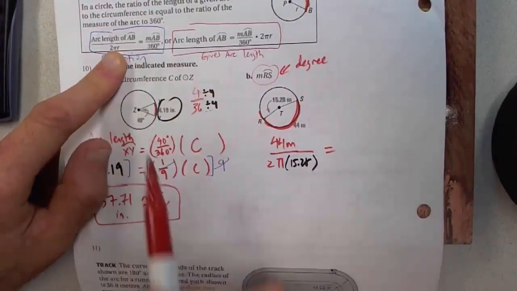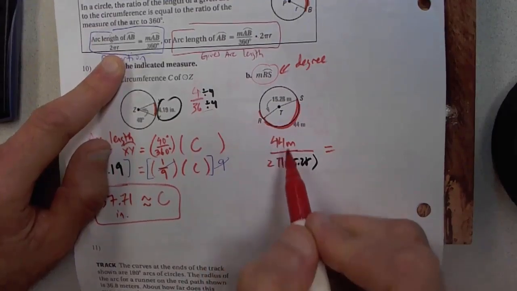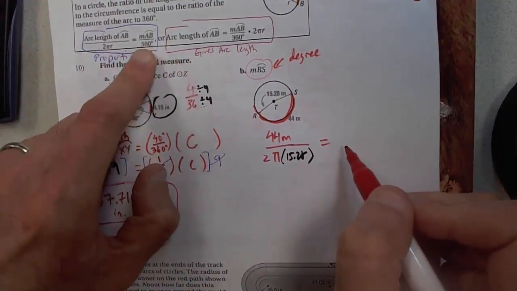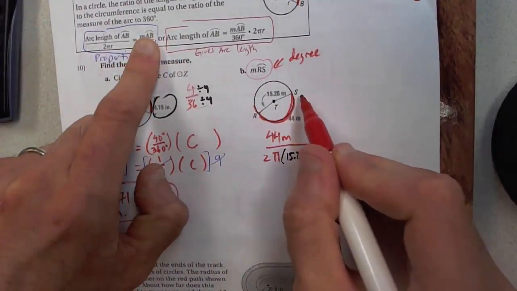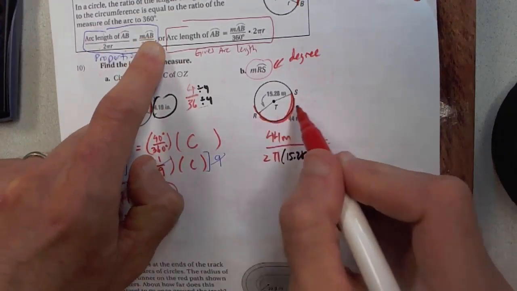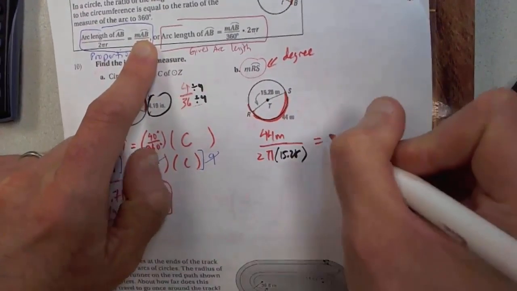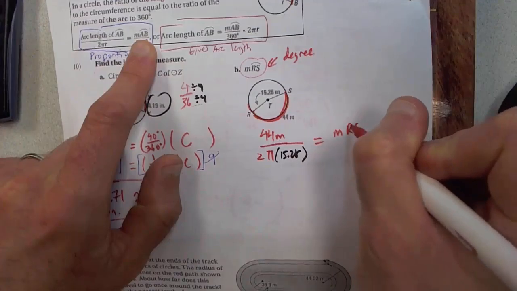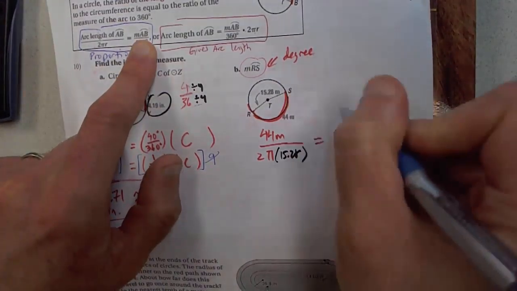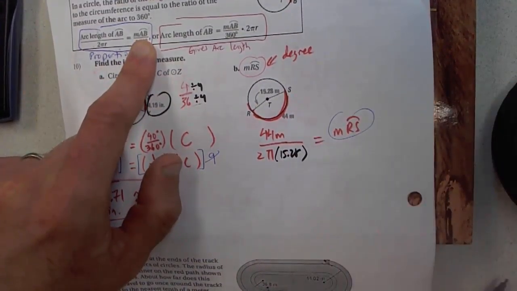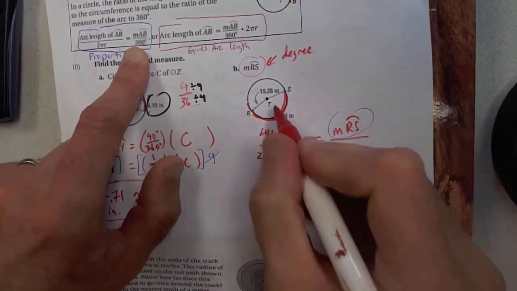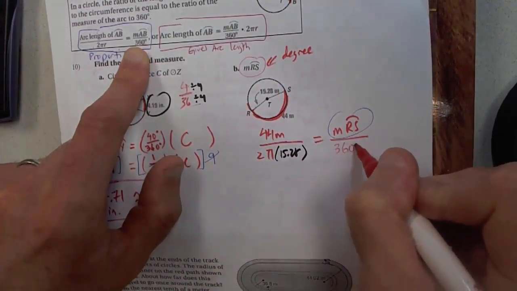So I'm doing this one over here. I'm saying this fraction is the same as this fraction. So what is the measure of this arc? Well, that's the thing I don't know. How many degrees? I'm trying to figure that out. So I'm going to leave that as the measure of RS. This is what I'm trying to find out of the whole measure in degrees, which is 360.